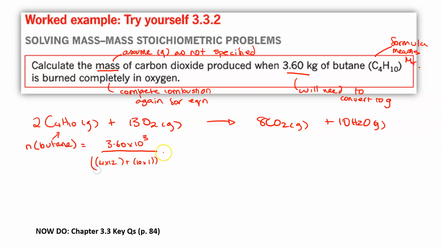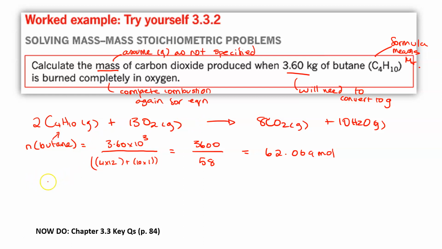for our molar mass, which is going to give us 3,600 grams divided by 58 grams per mole for the butane. So we will have 62.069 mole of butane. Remember to use unrounded values in your calculations until you get to the final answer.